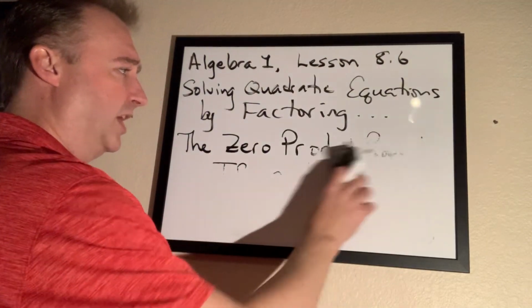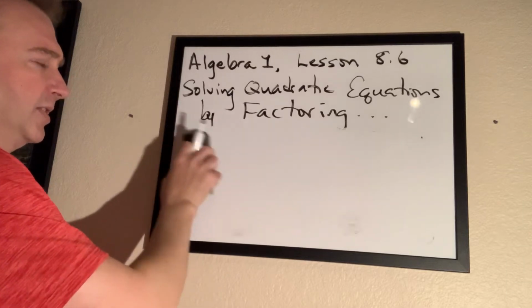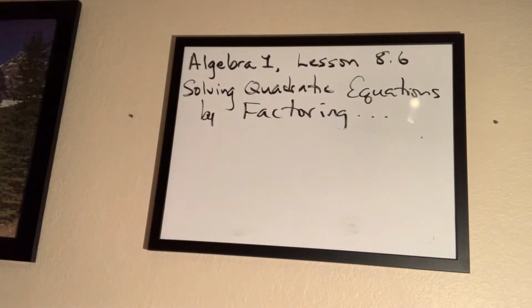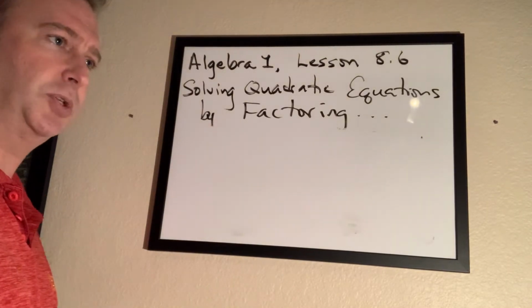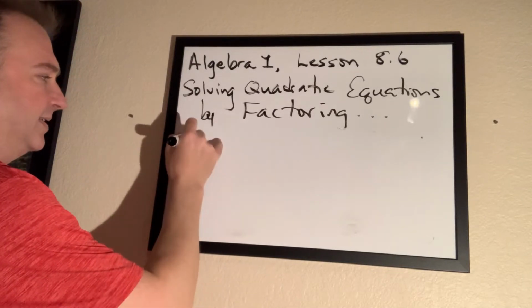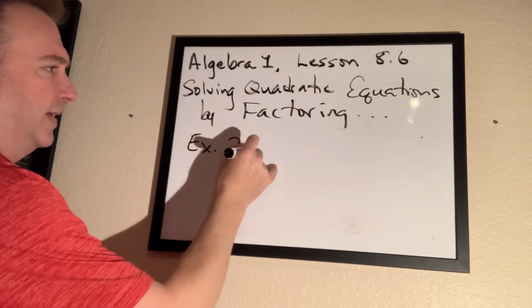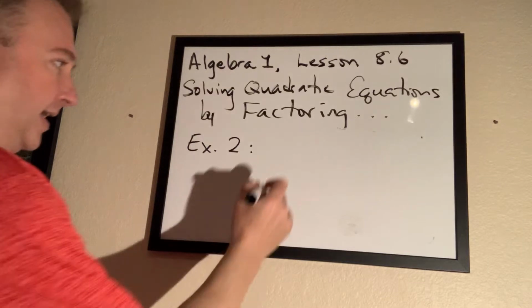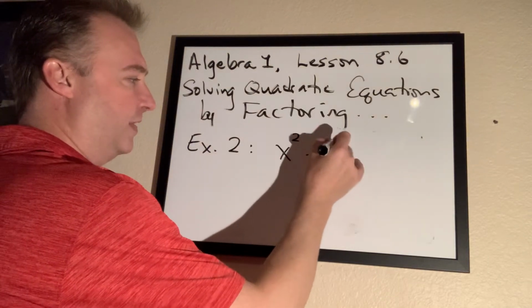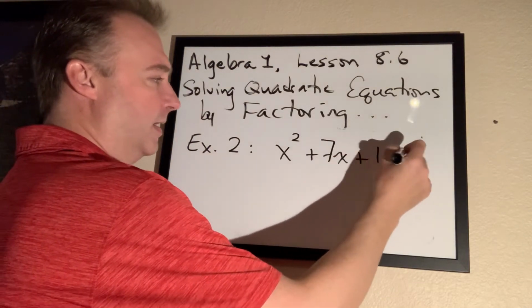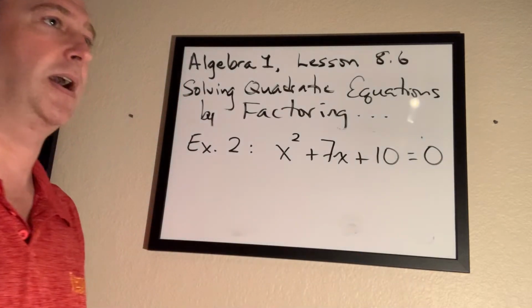with a real kind of situation. How does that help us, okay? So I'm going to look at, in our HMH book, I'm just going to pull example 2 here, which says, this is example 2 in our text, and it simply says x squared plus 7x plus 10 equals 0. Okay, so what do we have?